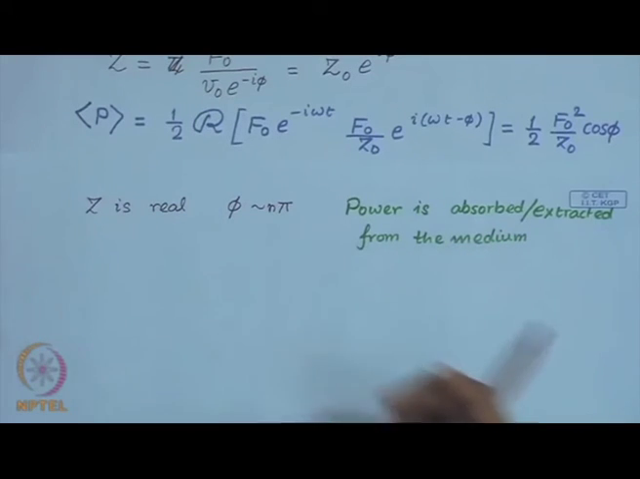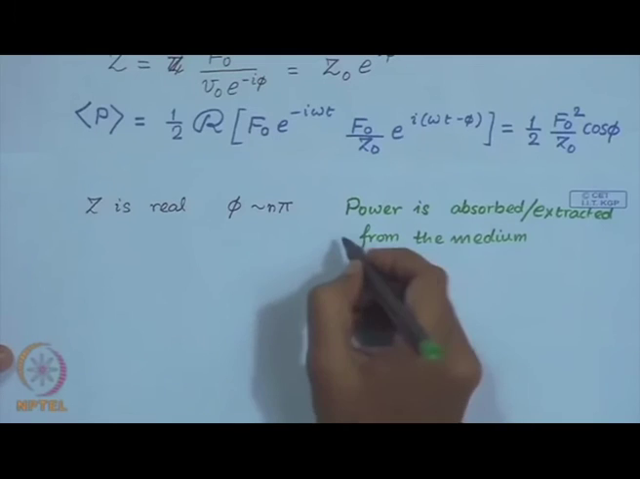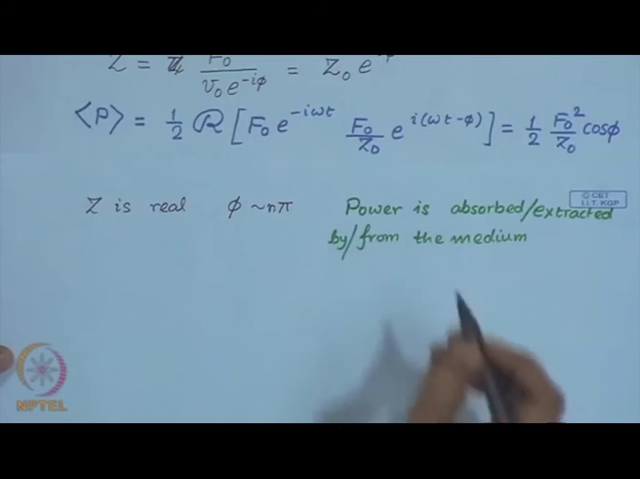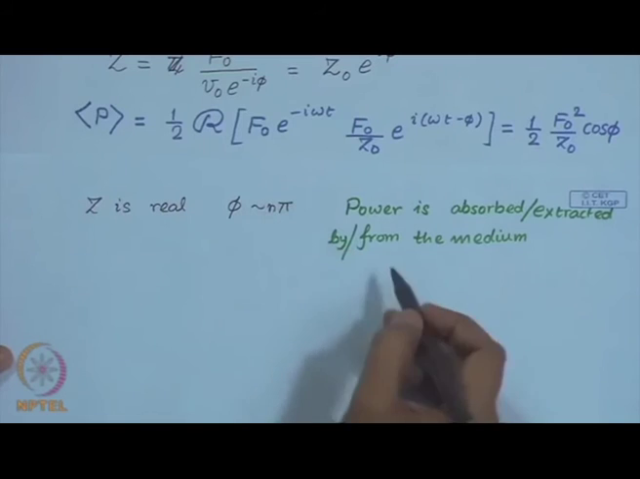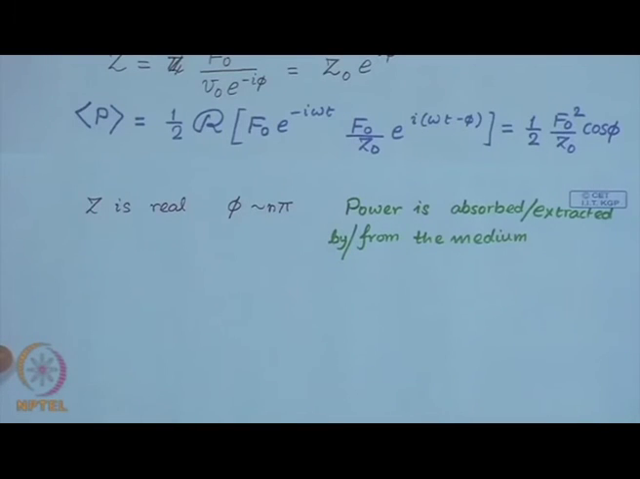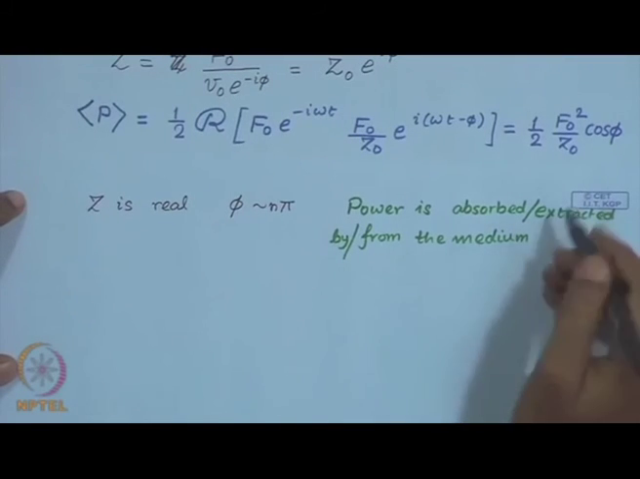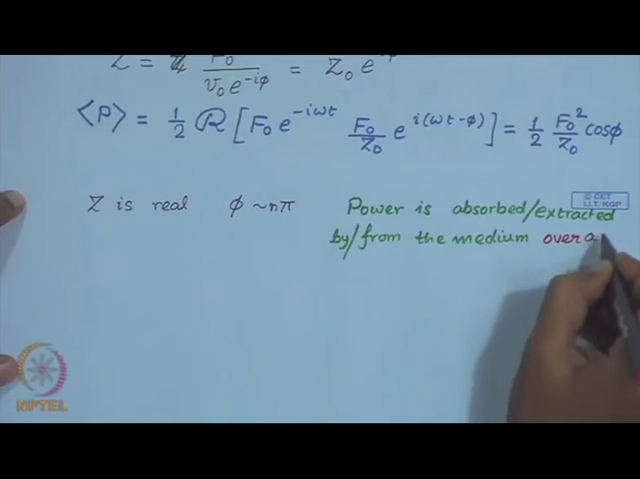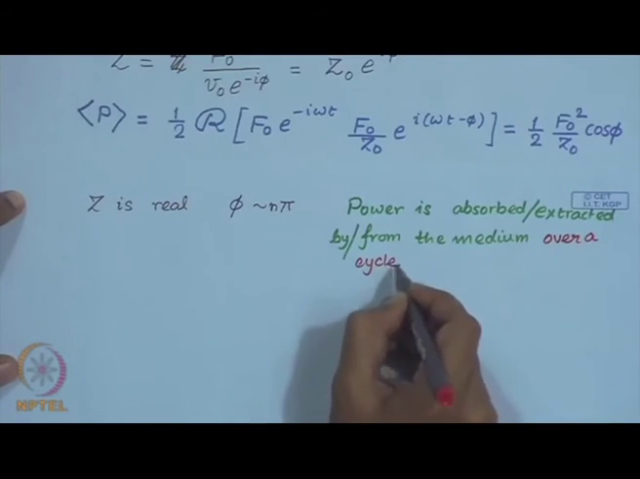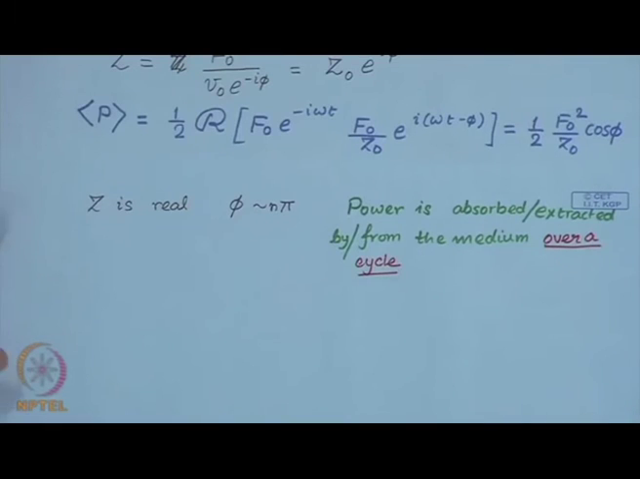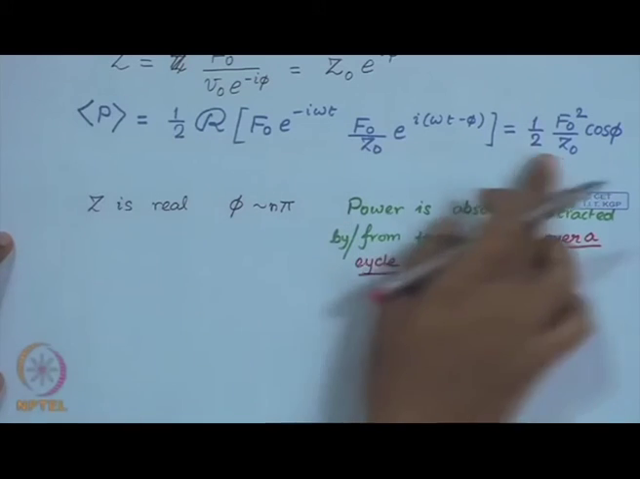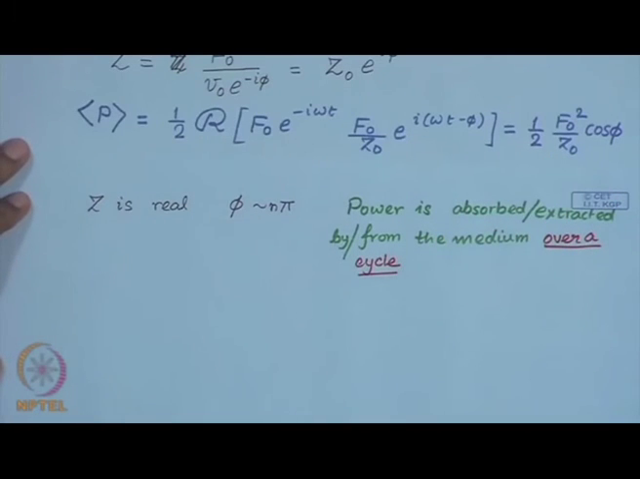So, when it is positive, the power is absorbed by the medium. When it is pi, then power is extracted from the medium. This is on an average over a cycle. This is important, over a cycle. So, in parts of the cycle it may be absorbed, and in other parts it may be extracted, but the overall thing is given by here. So, this is over a cycle.